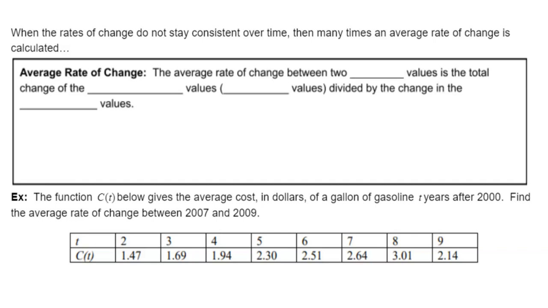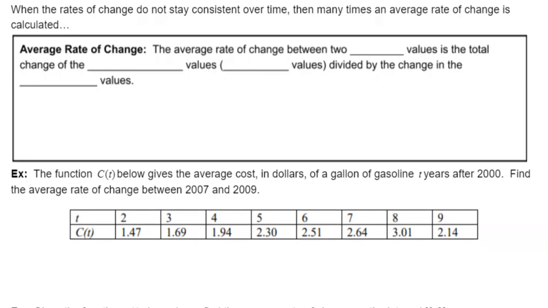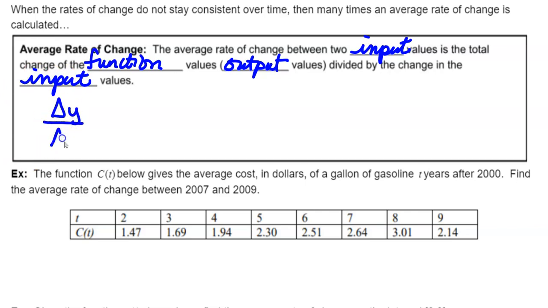Okay? Now, if we go buy a car on a lot, it'll have a sticker on it that says you get 27 miles to the gallon on the highway and only 24 miles to the gallon in the city. So those rates of change aren't always the same. So we sometimes look at an average rate of change there, in which we are calculating things. So the average rate of change between two input values is the total change of the function. Now remember, the function values are the output values, or the y values, divided by the change in the input values. So mathematically speaking, a lot of times we will do change in y over change in x.